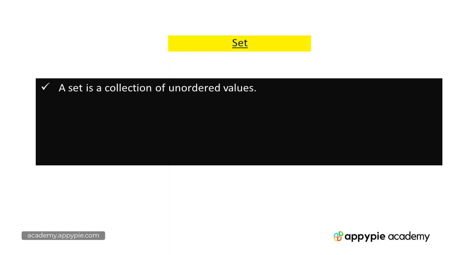See, a set is a collection of unordered values. Right? These values are immutable. That means these values cannot be changed. The values of a set cannot be changed. You can equate this property with that of tuples, because in a tuple also we cannot change the values.